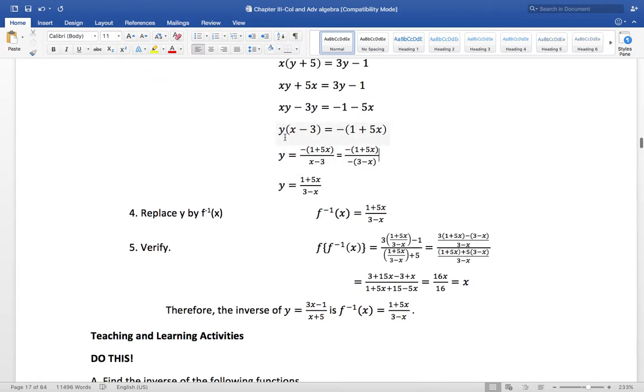Now, after doing that, since our aim here is to solve for y, so y times the quantity x minus 3, we can just divide both sides by x minus 3 to leave y alone. So y times x minus 3 all over x minus 3 will give you y. Negative times the quantity 1 plus 5x all over x minus 3 is this. Now, we can eliminate the negative sign here by factoring negative 1 in the denominator. So, if we factor out negative 1 times the quantity 3 minus x.